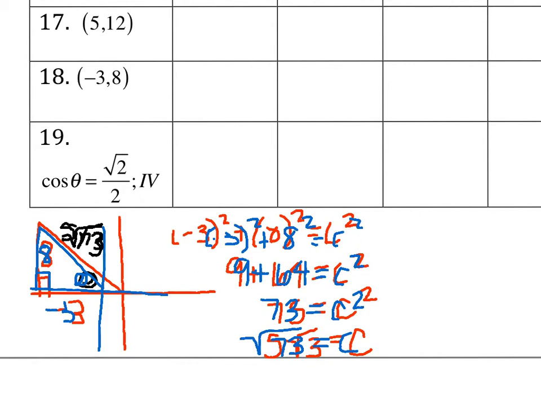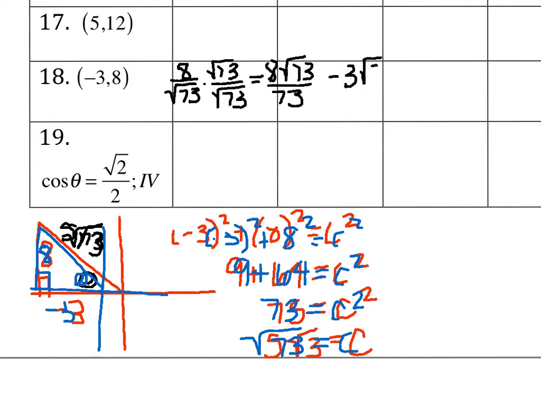I know sine is opposite over hypotenuse, so I get 8 over radical 73. I know that that should not be our final answer because we should never have a radical in our denominator. So I'm going to rationalize it by multiplying by radical 73 over radical 73. Once I do this, I end up getting 8 radical 73 over 73. When I do cosine, adjacent over hypotenuse, I get -3 radical 73 over 73. Our tangent value, opposite over adjacent, is 8 over -3.